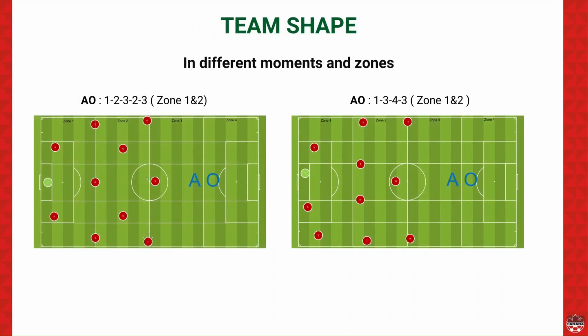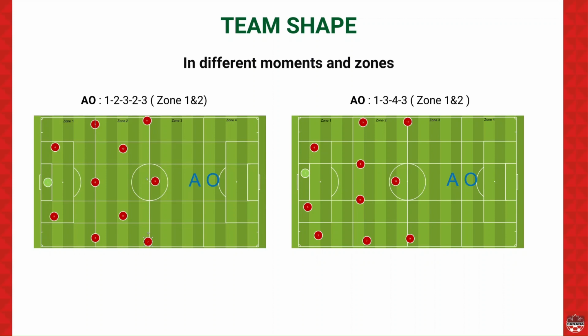Team shape. In AO, for me, in different moments we could have different formations or shapes. In build up, I would like to work with two different formations, two different shapes. The left side is 2-3-2-3, and the right side is 3-4-3.